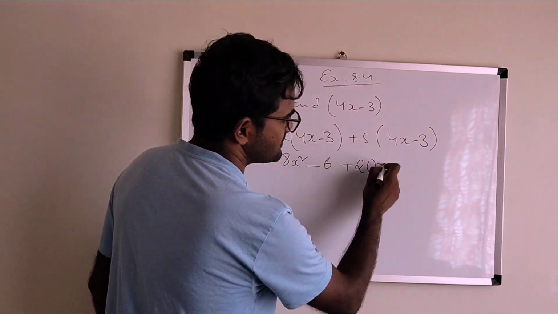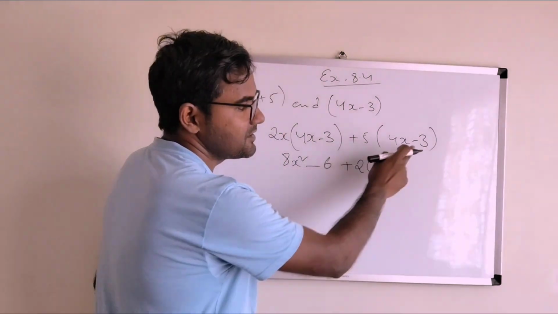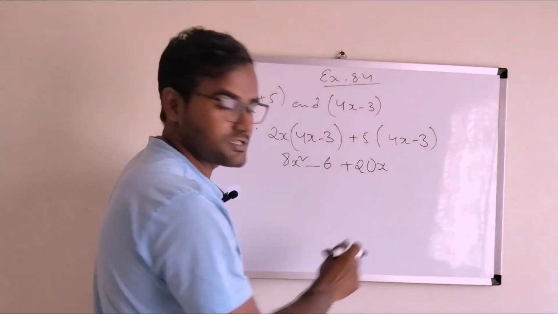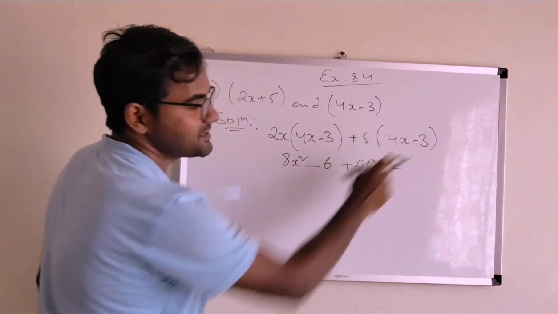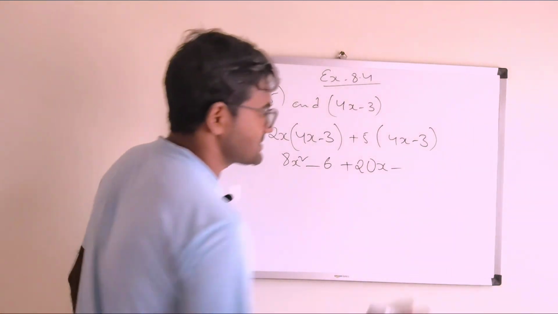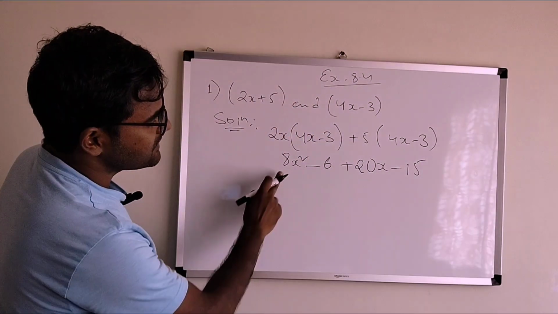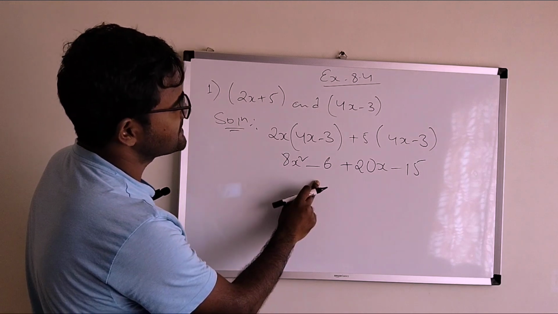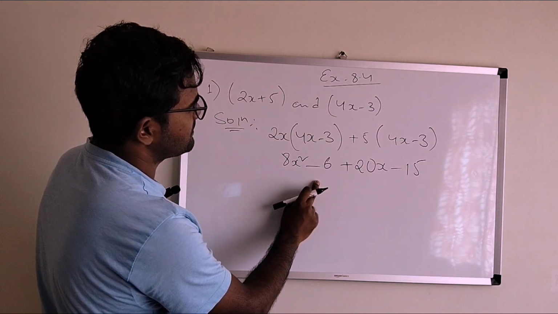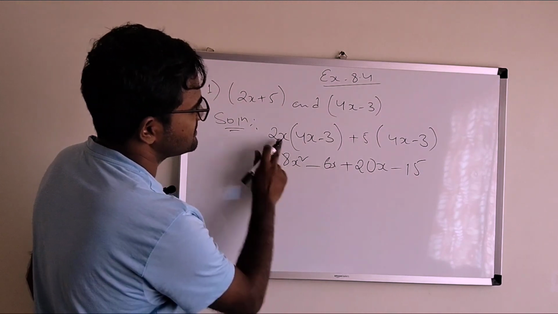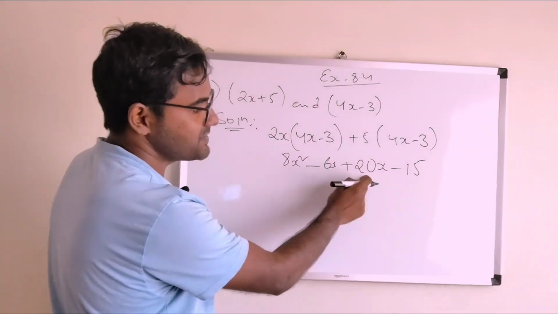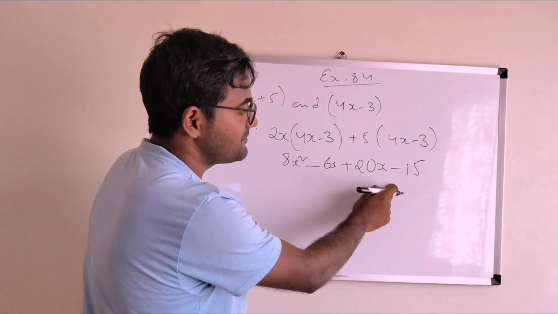Then we get 20x. 5, plus into minus, is what? Minus again. So 5 into 3 is 15. Yes, you are right, 15. So here, what do we get? 8x square minus 6x plus 20x minus 15.